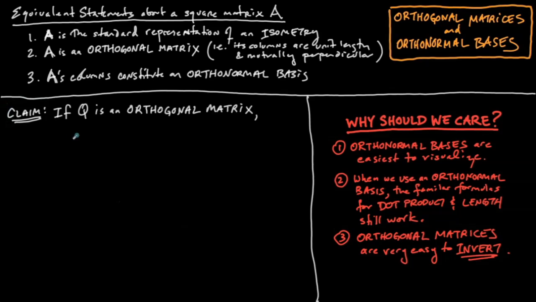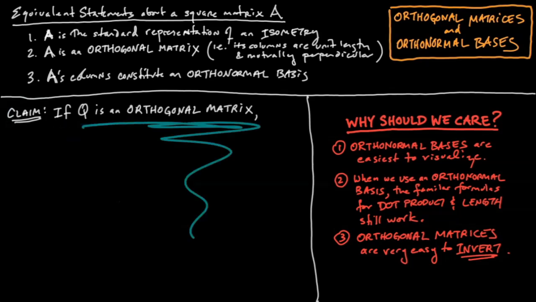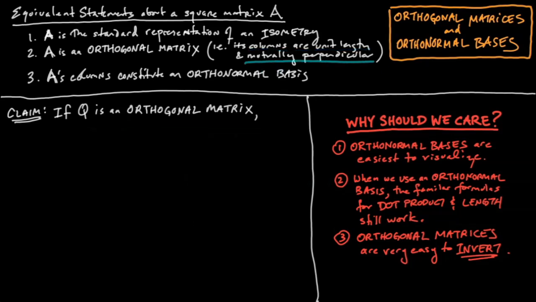However, I claim that if Q is an orthogonal matrix, meaning that its columns are unit length and mutually perpendicular, then Q inverse not only exists, but is also equal to, of all things, Q transpose. Ooh, the transpose. We've made mention of it a few times, but here's the first time it's making its appearance in a legitimately interesting way.